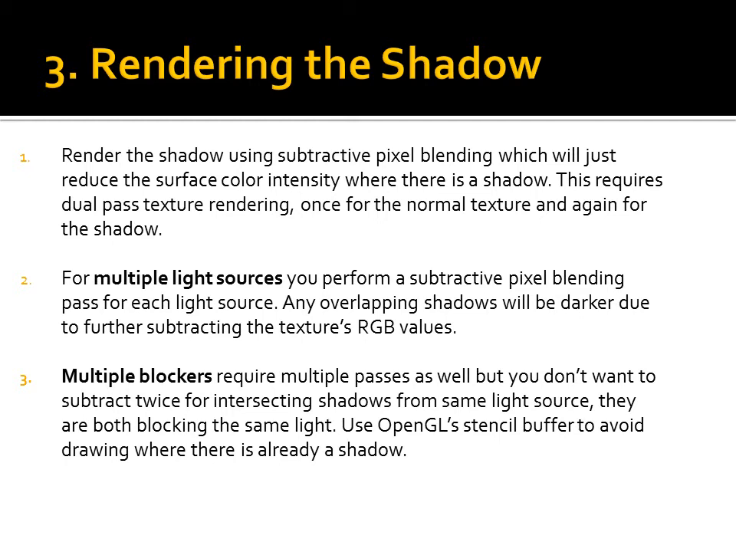If you have multiple light sources, you just do another pass. You do a pass for each light, and you subtract intensity further if there's overlapping shadows. So anywhere that's in shadow of 2 light sources, you'll have it darker than if it's only in shadow from 1 light source. If you have multiple blockers but only 1 light, you have to remember where you've already subtracted, because you don't want to subtract twice for the same light for the same spot.